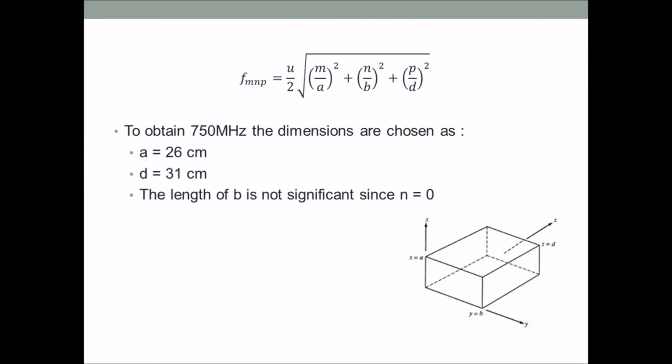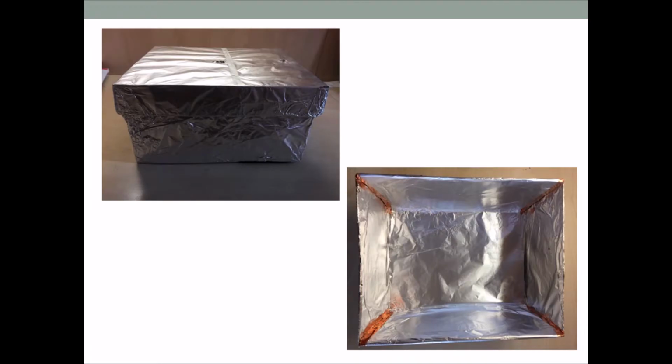The dimensions of the cavity resonator are determined by trial and error from the resonant frequency formula that can be seen here. And the two lengths are 26 and 31 centimeters. And the third dimension is not really important because n is 0. And the final form of the cavity resonator can be seen here. It was important to make the wall smooth and cover the box completely with aluminum.